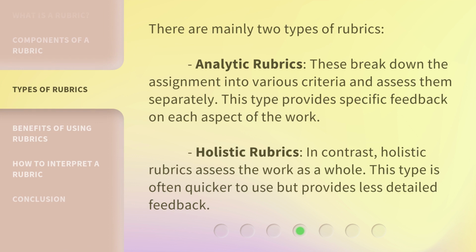There are mainly two types of rubrics. Analytic rubrics. These break down the assignment into various criteria and assess them separately. This type provides specific feedback on each aspect of the work. Holistic rubrics. In contrast, holistic rubrics assess the work as a whole. This type is often quicker to use but provides less detailed feedback.